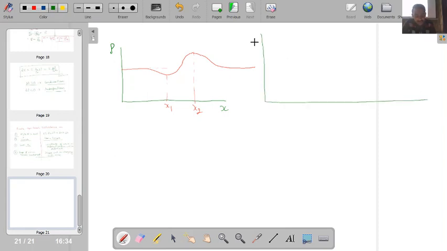In the similar way, the way we have variation of density, I can also plot the variation of temperature with x. How can I plot the variation of temperature with x?